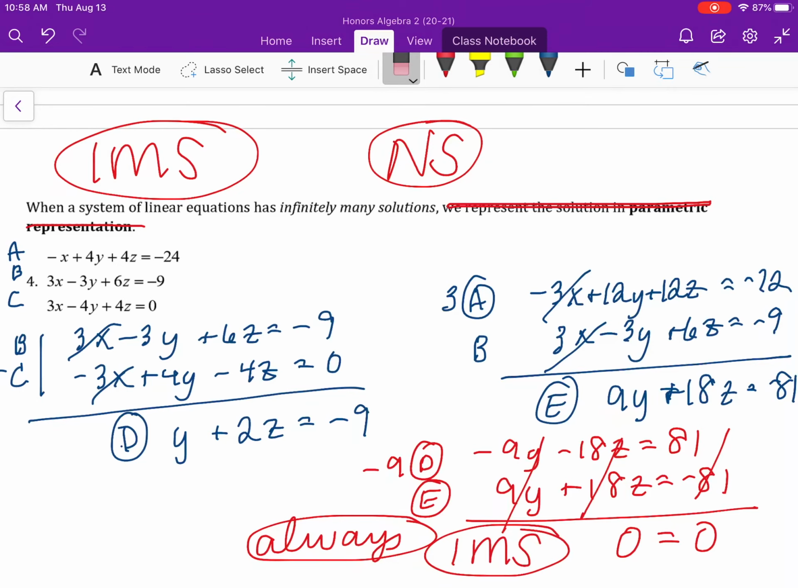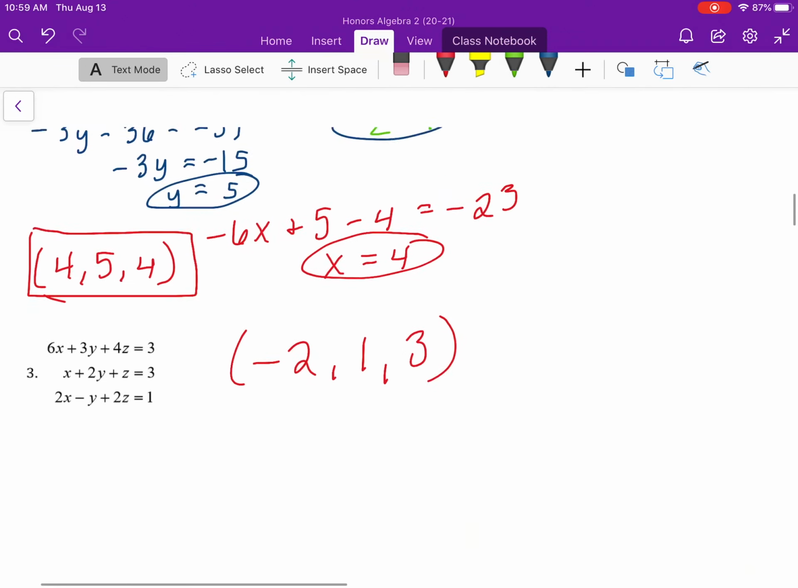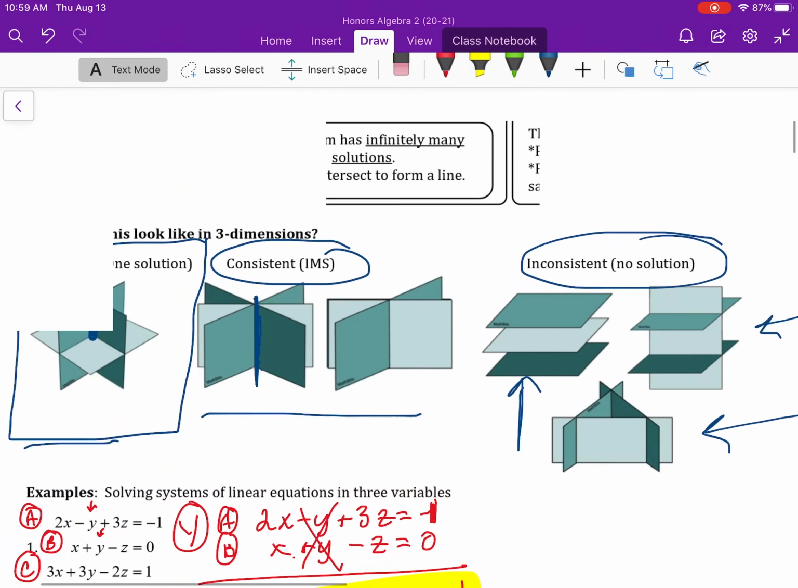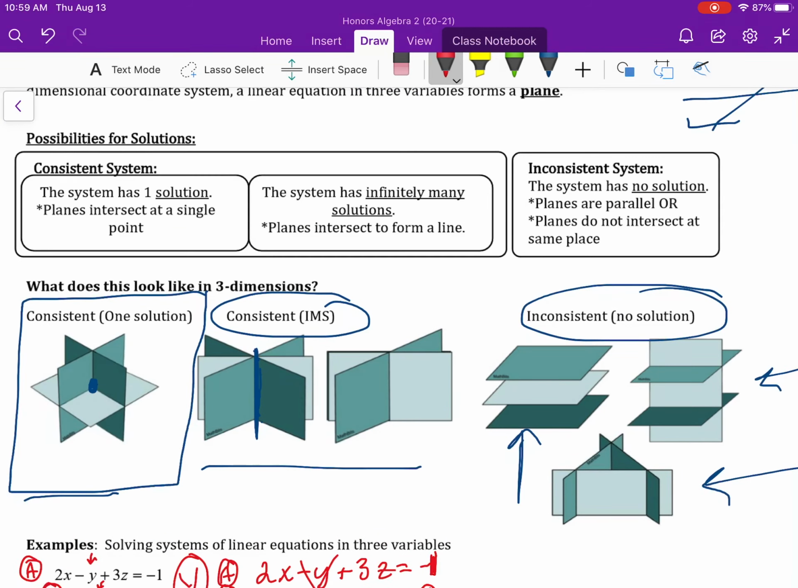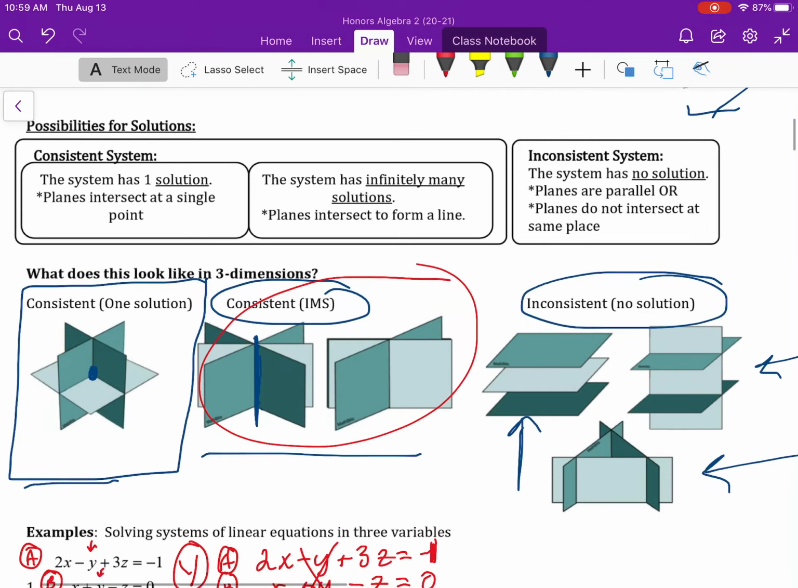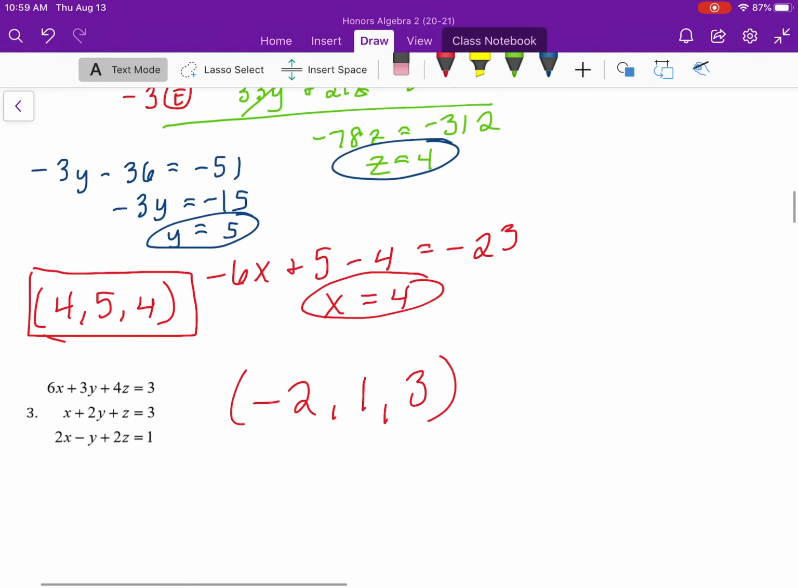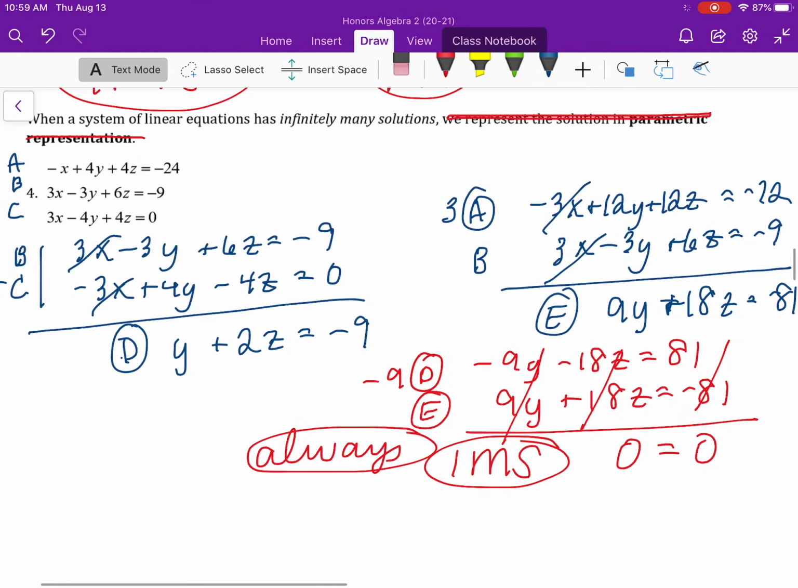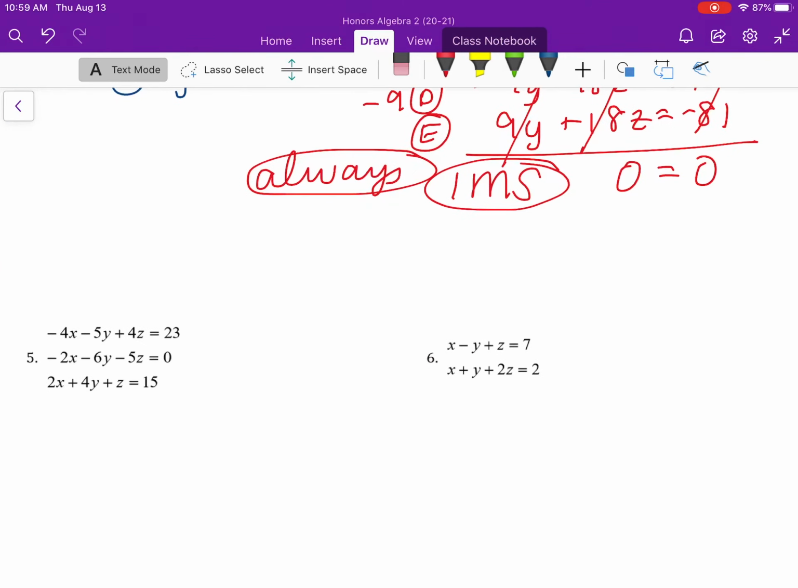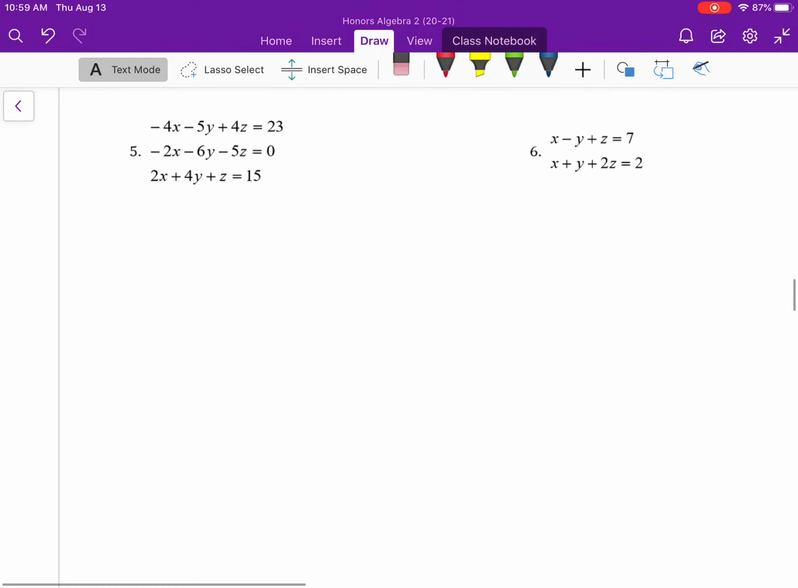Not saying that everything will work, but it's likely that it's something like this, where there's a line of answers that could work for this. So that's infinitely many solutions. And I'm also going to show you an example of what might happen for a no solution one. So this next one should be no solution.